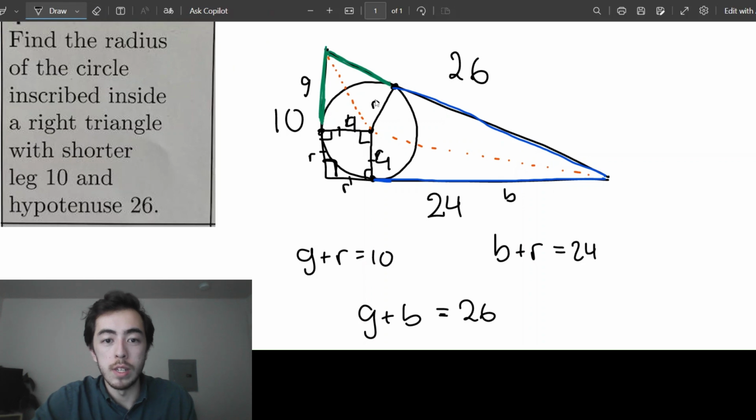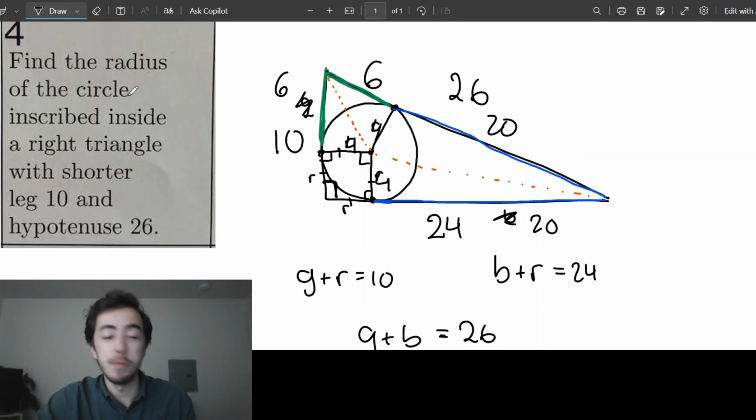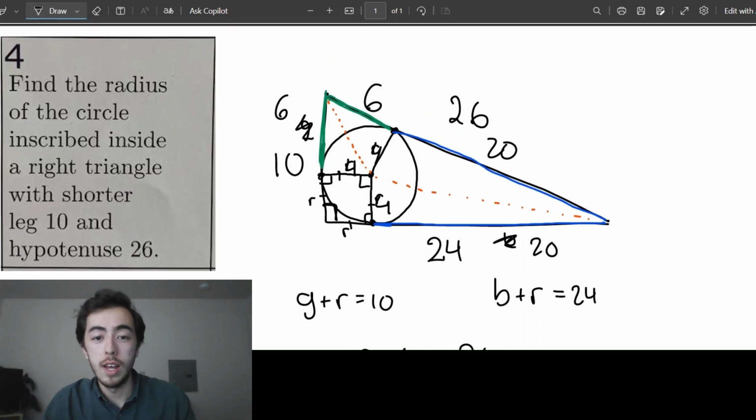That does mean that this length is 6. That's also a 6. This one happens to be a 20. That happens to be a 20. So cool, just filling out more information about the diagram. But ultimately, the radius is 4, and that's how I'd solve it.